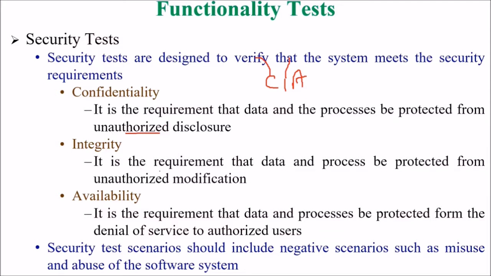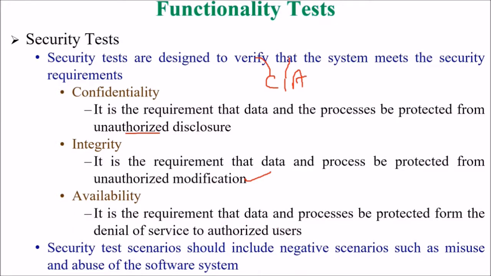Integrity means it is a requirement that the data and processes be protected from unauthorized modification. Then availability, that is the third part, which is the requirement that the data and processes be protected from denial of service to authorized users. So these are the CIA security tests. Security test scenarios should include the negative scenarios also, such as misuse or abuse of the software system.